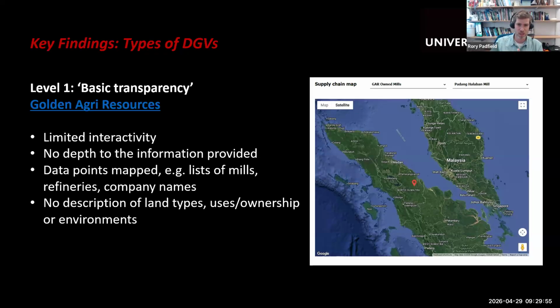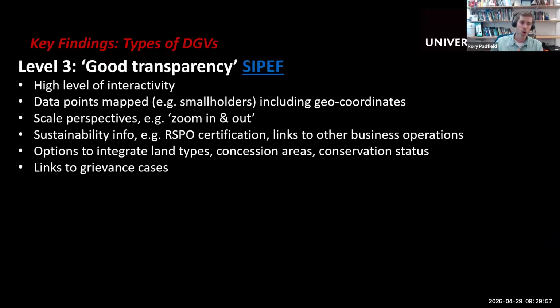And this is a representation of one of them. All the way through to good, what we called good transparency, or level 3, which was a much higher level of interactivity. So the data points were mapped, including things like the smallholders that are then providing the fresh fruit bunches, the FFB, to the mills. They would provide geo coordinates, so you could really go in and see, right to the kind of detail, very, very granular, I would say, that the data points that were being mapped.